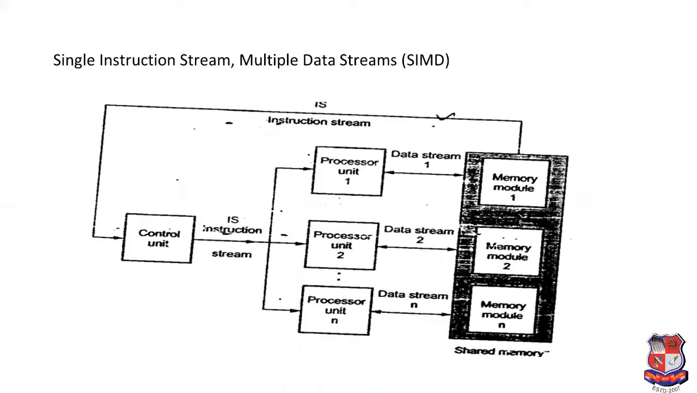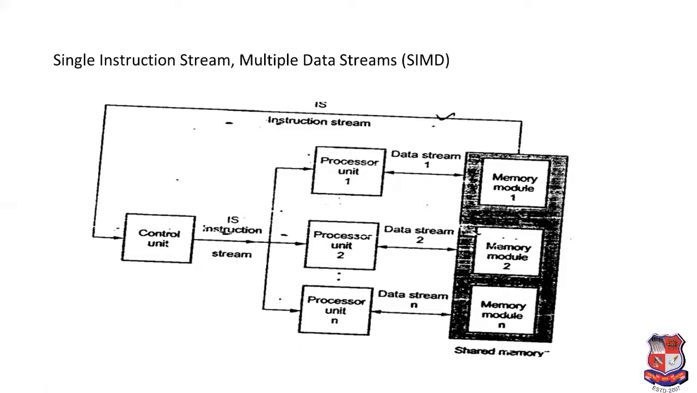Now let's check the general architecture of SIMD. Here you can see in this diagram, there are processor unit 1, processor unit 2, processor unit N, which collaborate with memory module 1, memory module 2 and memory module N. This is known as a multiple data stream. But here the instruction stream is what? The instruction stream is single. That's why it is known as a single instruction stream and multiple data stream. So this is the general architecture that you can remember.